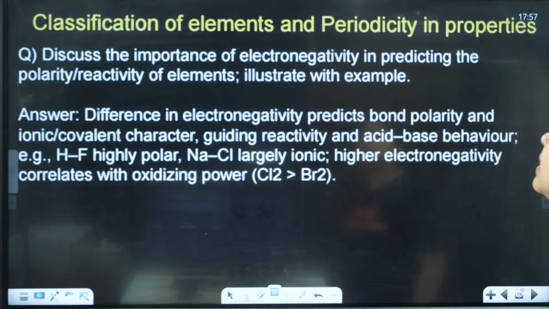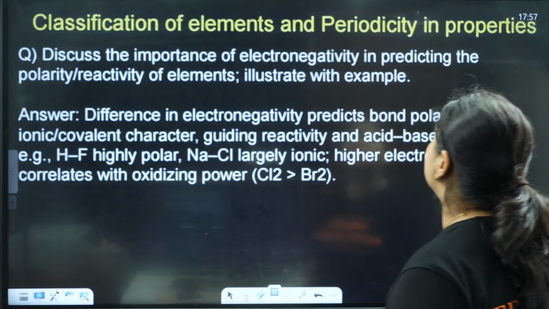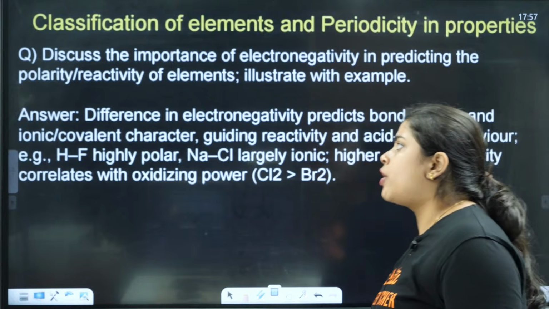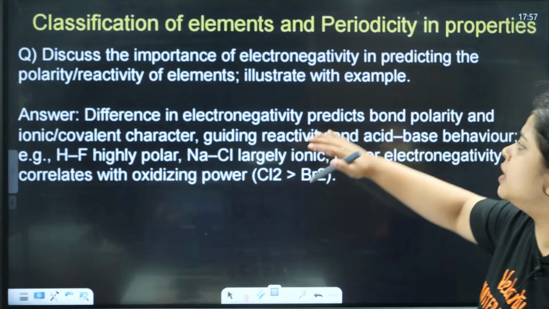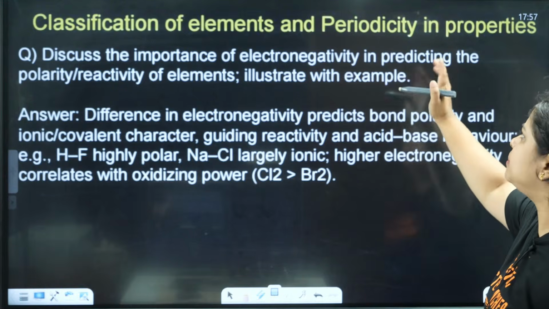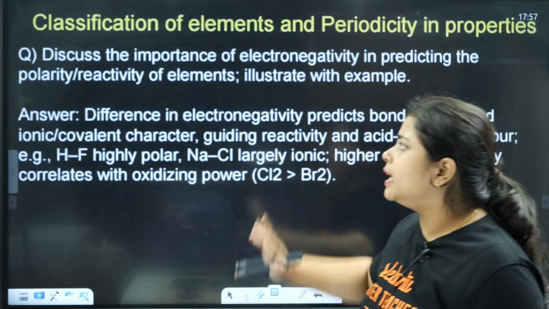Next comes: discuss the importance of electronegativity in predicting the polarity or reactivity of elements. Illustrate with an example. The importance of electronegativity is that it predicts polarity and reactivity.